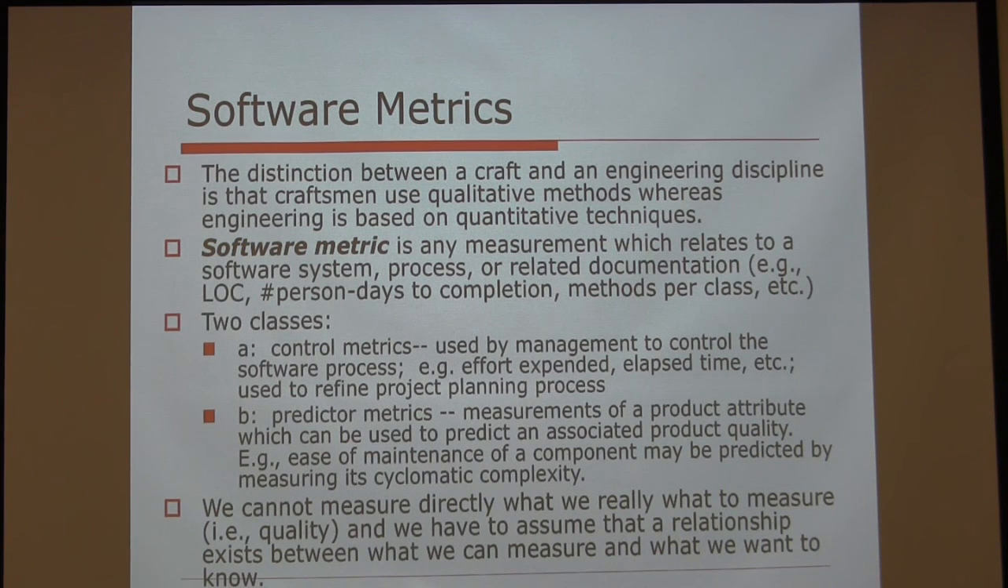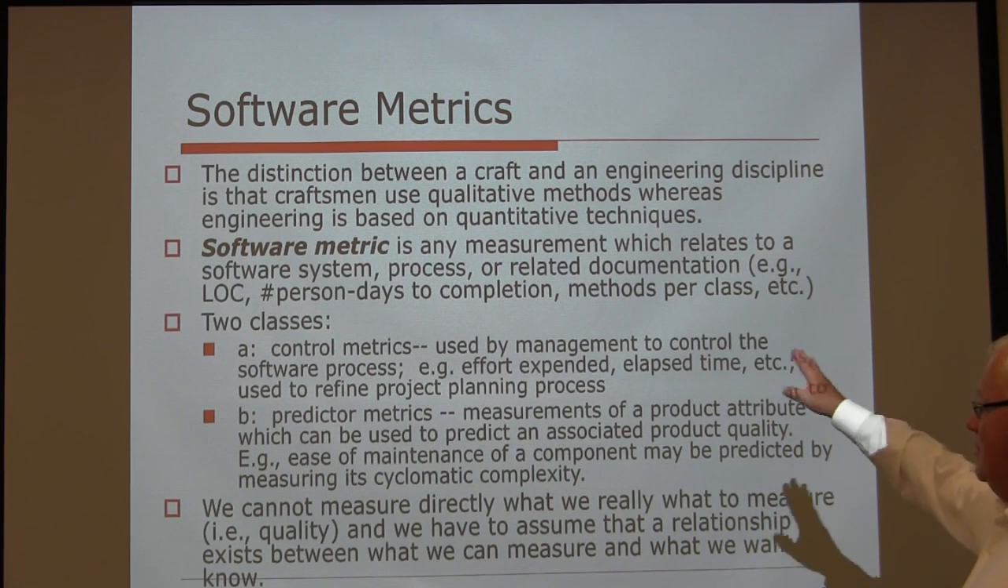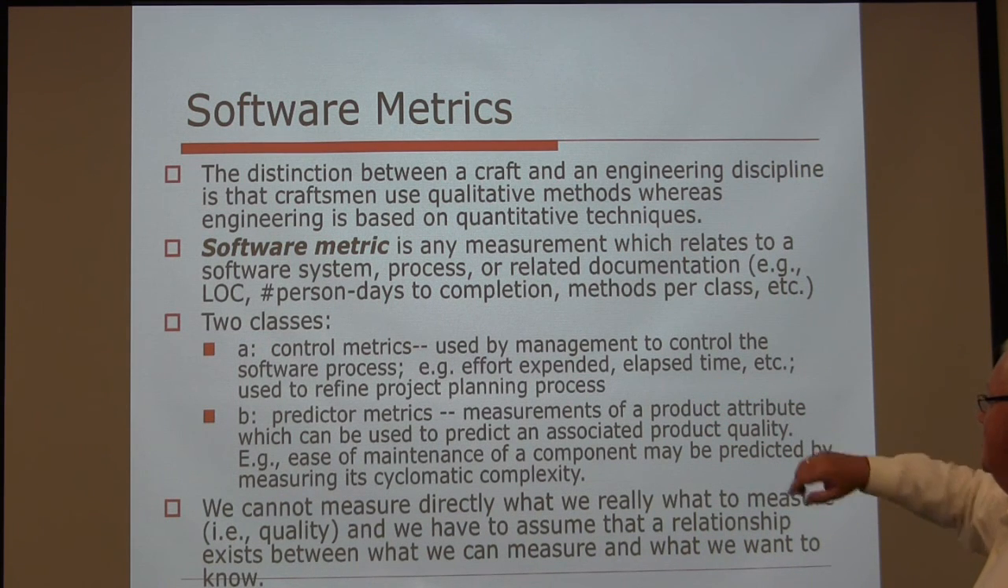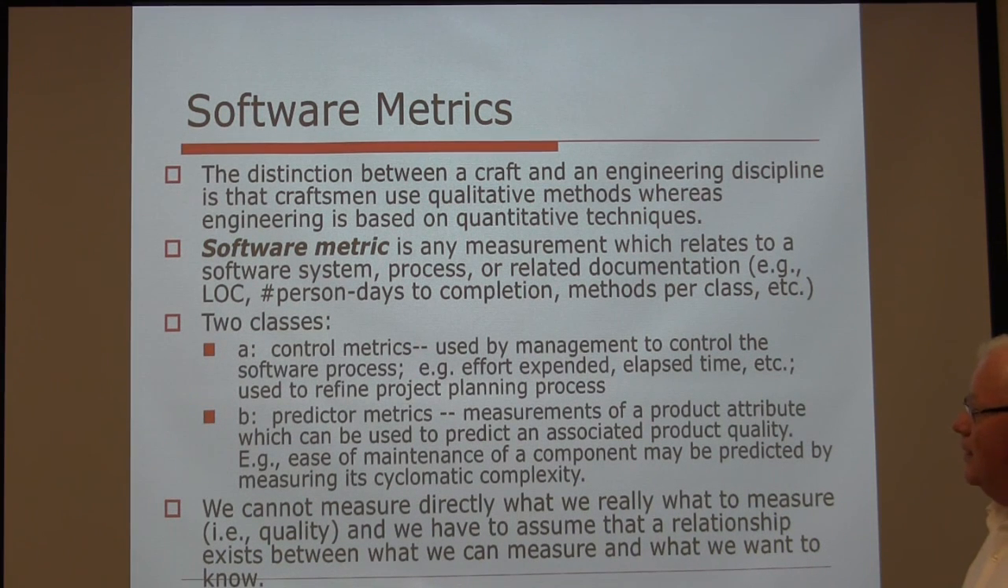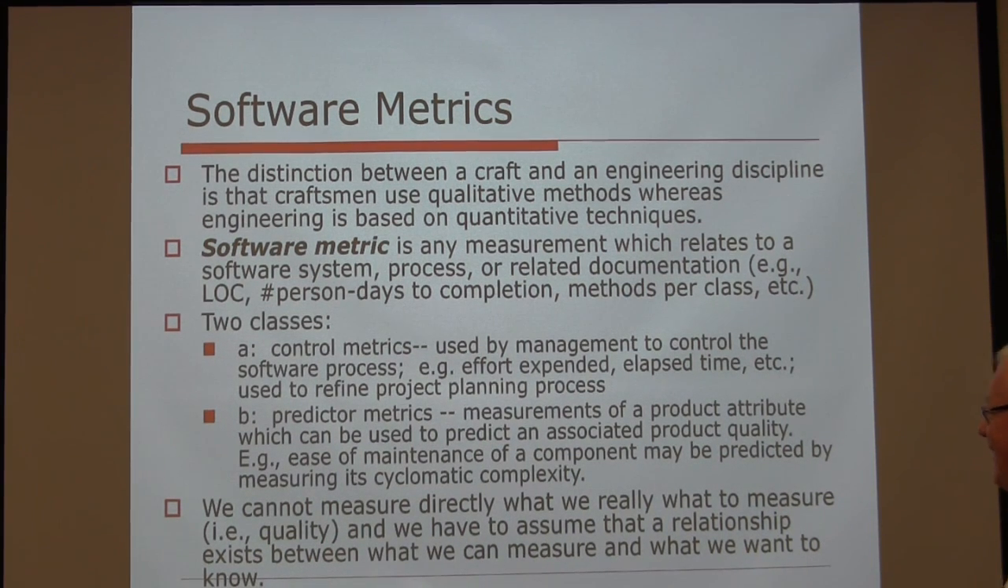So a software metric is any measurement which relates to a software system, process, or related documentation. For instance, location, person days to completion, methods per class, etc. You mean lines of code? That sounds good. Sure. I was kind of questioning that myself. Well, it should have had an S on the front, which probably would have given you the true meaning of it, because it would have been source lines of code. Source lines of code, sure.